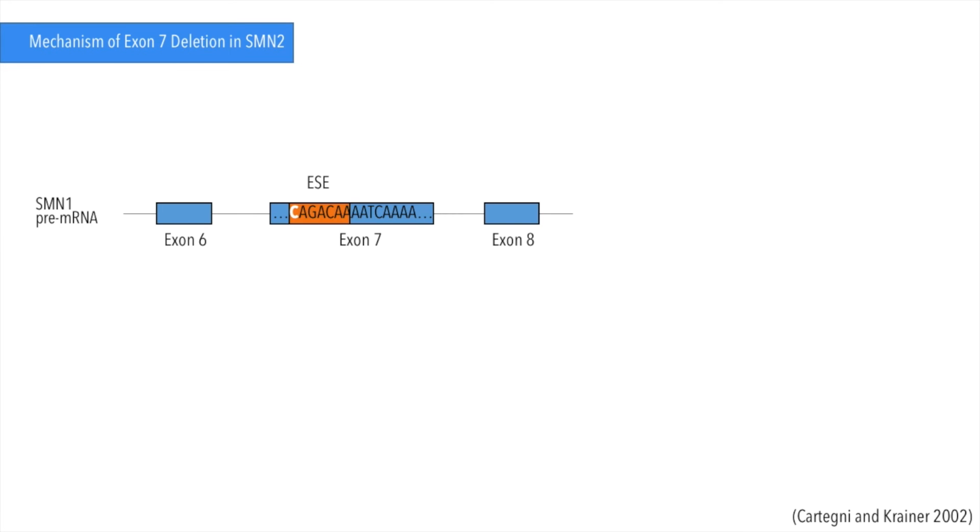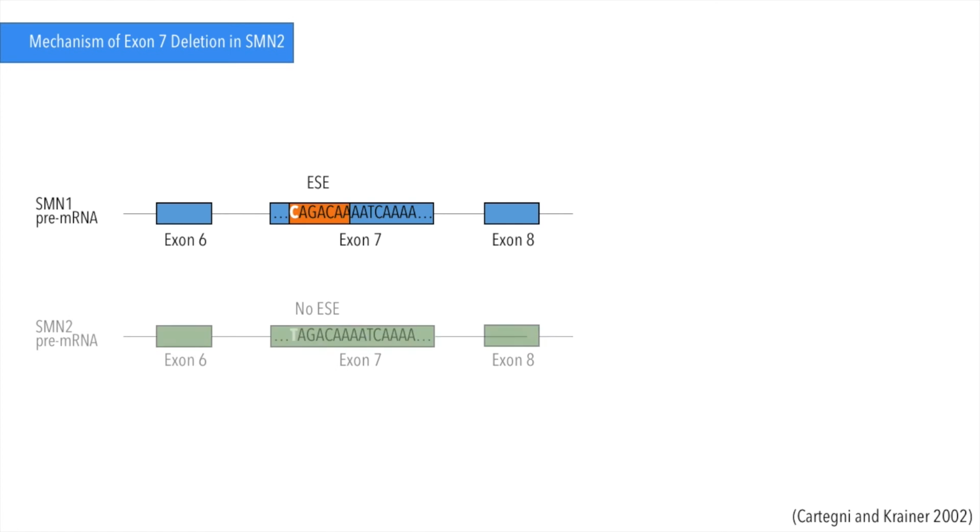How does the C to T transition result in the skipping of exon 7 in SMN2 mRNA transcripts? Although the C to T transition in exon 7 is translationally silent, it disrupts the exonic splicing enhancer in exon 7. A heptamer ESE motif lies in exon 7 of SMN1. However, the C to T transition disrupts and eliminates the ESE.